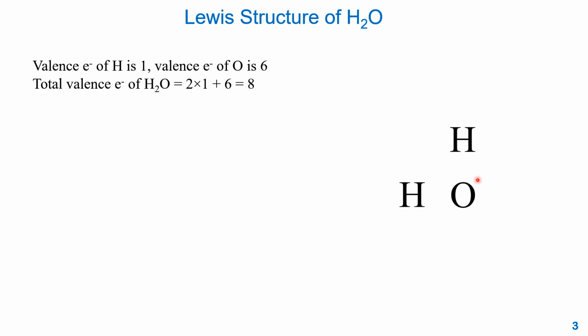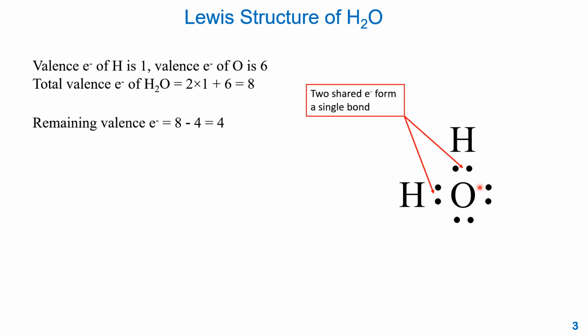And then we can draw the skeleton. Oxygen is the central atom, and hydrogen is the surrounding atom. We put a single bond between the central atom and each surrounding atom. That uses 4 electrons. We have 8 electrons total, used 4, so we still have 4 left. Those 4 electrons stay on the oxygen, the central atom. If you double check, oxygen has an octet, 8 electrons, and hydrogen has a duet. So that's actually a good Lewis structure for water.